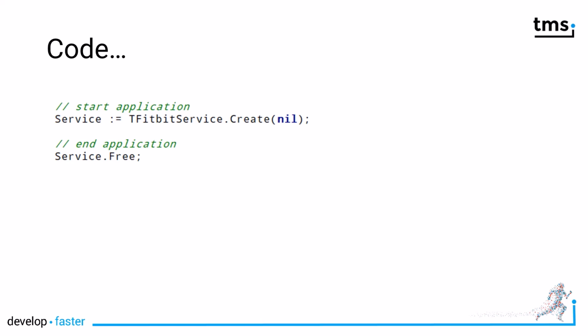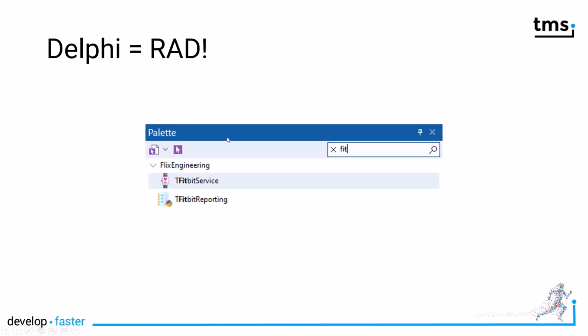And this is a follow-up because right now, if we look in our main form, we find something like service equals TFitbitService.Create. We pass over an owner, or the lack of an owner with nil, and then at the end of the application we free the service class. That is something that quite a lot of Delphi developers don't even touch if there is no component, because Delphi is all about rapid application development.